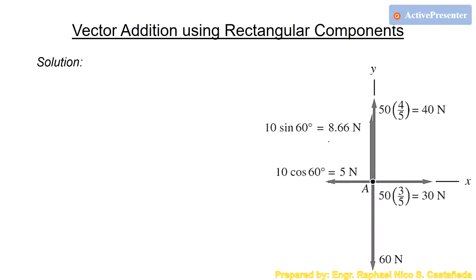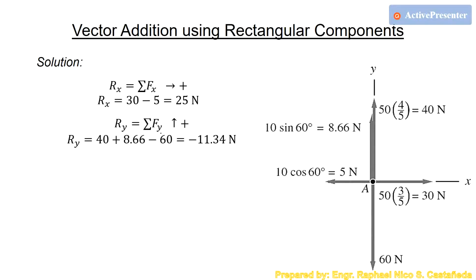So if we calculate, let's start with X. We only have two forces along X. We have positive 30 because it is going to the right along the positive X axis, and negative 5 because it is going to the left. So the answer for Rx is 25 newtons.